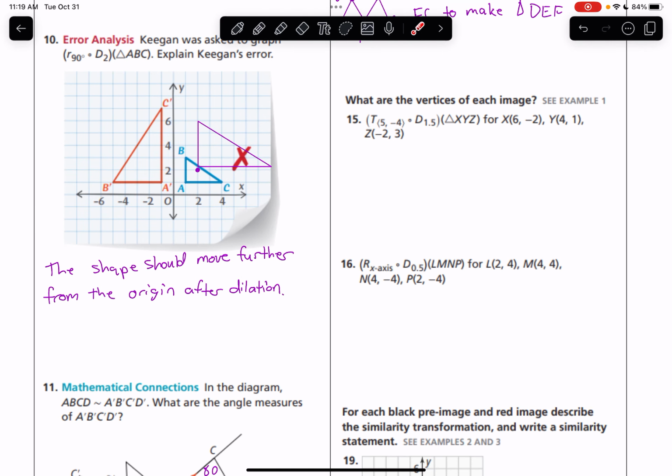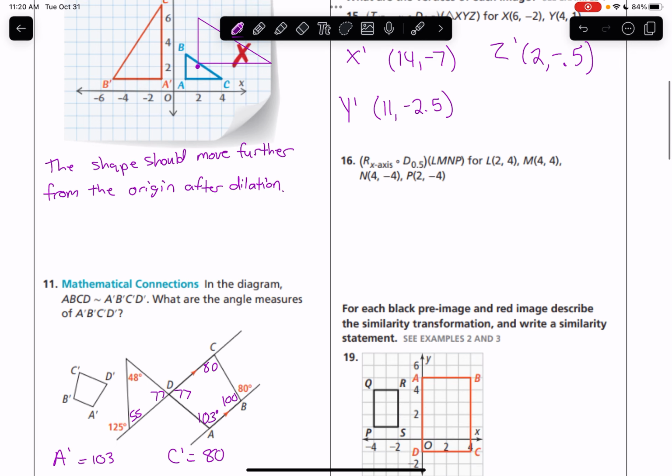Number 15, we've got this translation of 5, negative 4, composed with a dilation of 1.5 for x, y, and z. Of course, we're going to take all of those coordinates and multiply them by 1.5, and then we are going to add 5 to the x and subtract 4 from the y. And we should end up with x prime, which is 14, negative 7, y prime, which is 11, negative 2.5, and z prime, which is 2, negative 0.5.